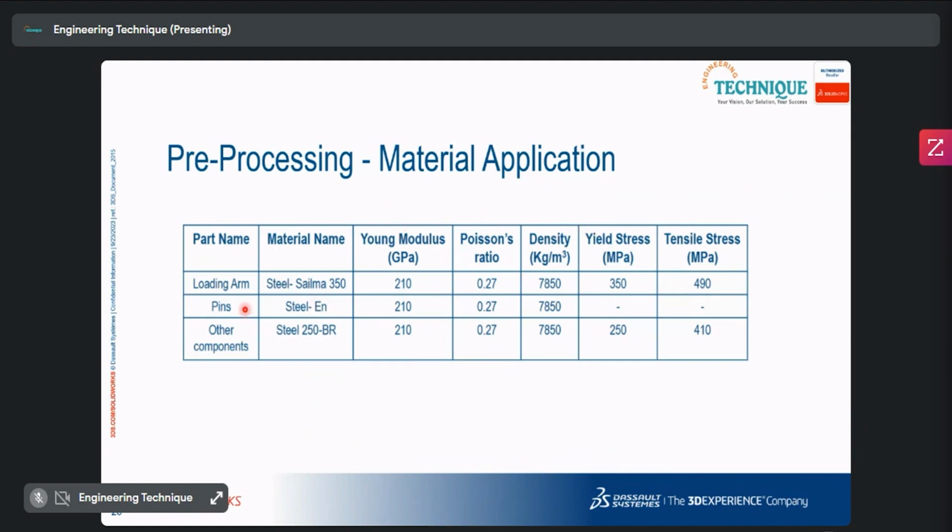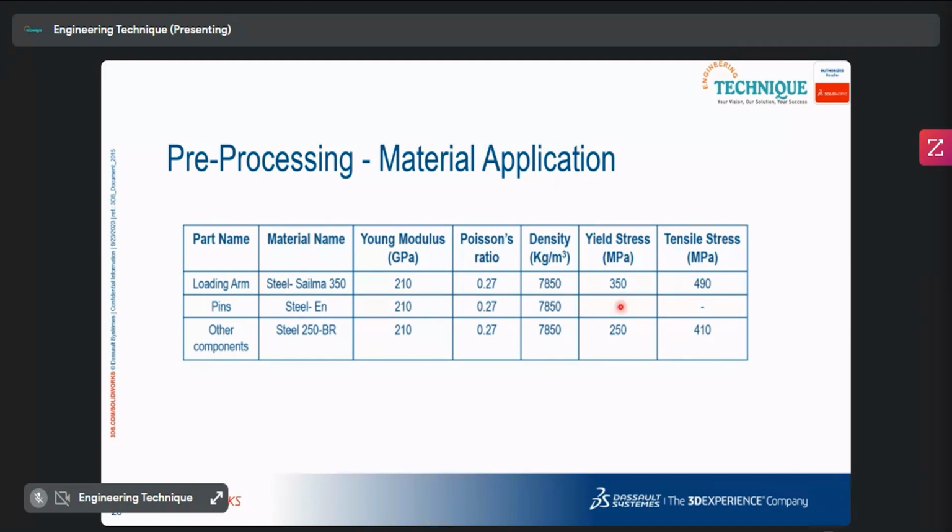First we need to define the study, which type of study it is. We already defined it as a linear static study. After the study definition, we need to apply the material to the various components. Here the material is applied as steel Selma 350, steel EN, then steel 250 BR, and the various parameters of that particular material are listed here.